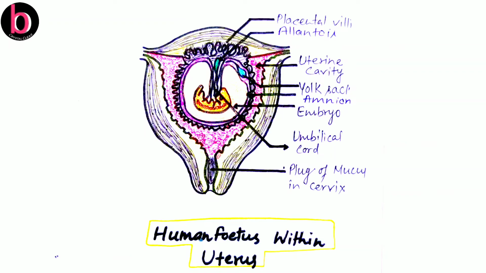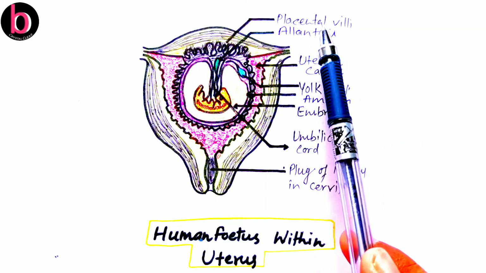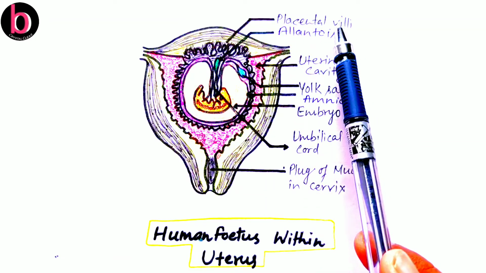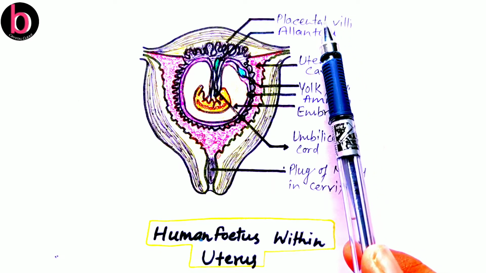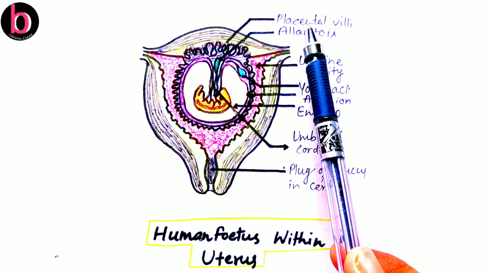There are four types of extra embryonic membranes: chorion, amnion, allantois and Yolk Sac. Here in this diagram, which is about a human fetus within the uterus, these are the labelings. First here is placental villi, which is formed by the fusion of chorionic villi plus uterine tissue. Chorionic villi is a projection of chorion.